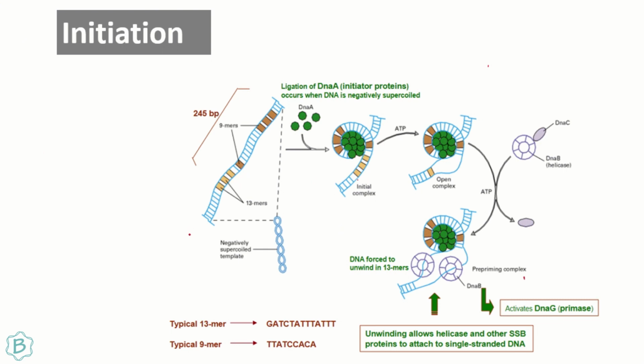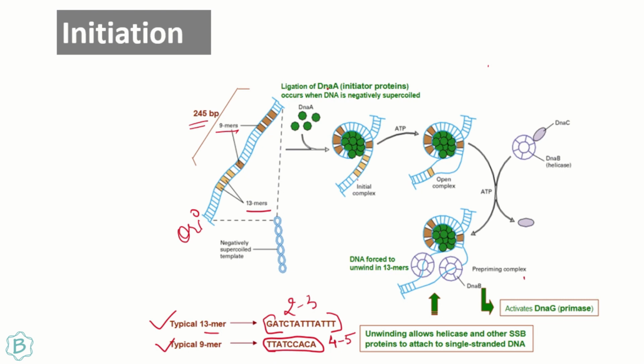So again, you can see over here, this is the ORI region, which is approximately 245 base pair long, and I was saying there are certain motifs present. So these motifs are 9 mers and 13 mers. Now what are these 9 mers and 13 mers? Let's understand. A 9 mer is nothing but a 9 base pair long sequence which is repeated on the origin of replication approximately 4 to 5 times. Similarly, a 13 mer is a sequence which is 13 base pair long and is repeated on the ORI region like 2 to 3 times. So these are the two motifs which are present.